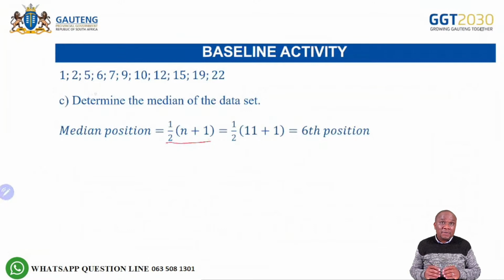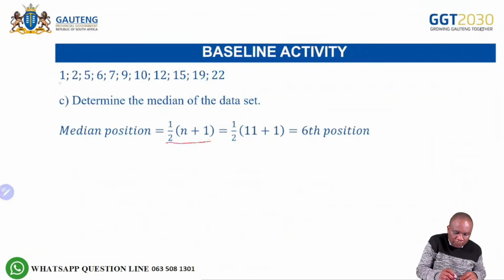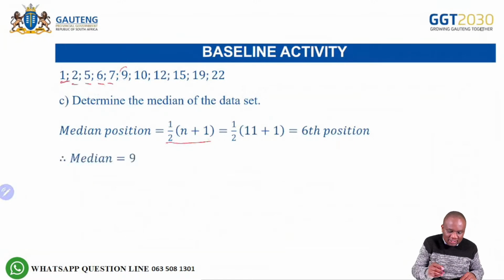So it's going to be 11 plus 1 divided by 2, which is 6. So it means the median is in the 6th position. 1, 2, 3, 4, 5, 6. So it means 9 there is the median. That's the median because 9 is in the 6th position.